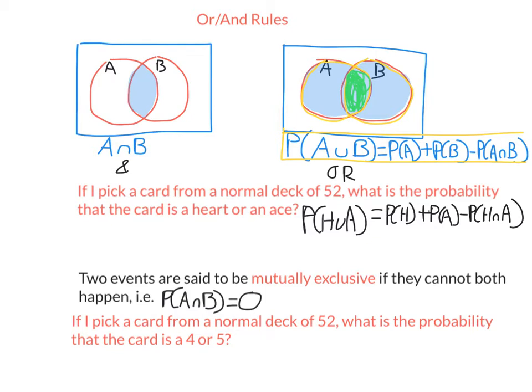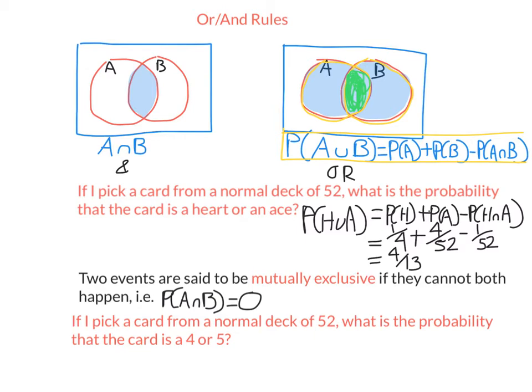If I have a normal deck of cards, the probability of getting a heart is 1/4. There are 4 suits: hearts, diamonds, spades, and clubs. Hearts is one of them. The probability of getting an ace is 4/52. There are 4 aces out of 52 in the deck. So what's the probability of both a heart and an ace? Well, there's one card in the deck that is both, the ace of hearts. So the probability of both is 1/52. So probability of a heart plus probability of an ace minus the probability of both. You can put that straight on your calculator. You get 16/52 or 4/13, and we're done.